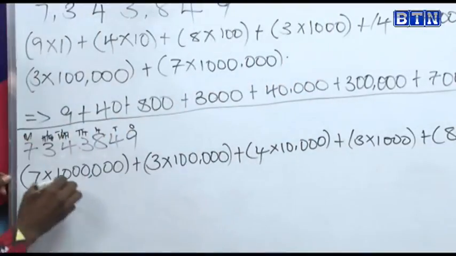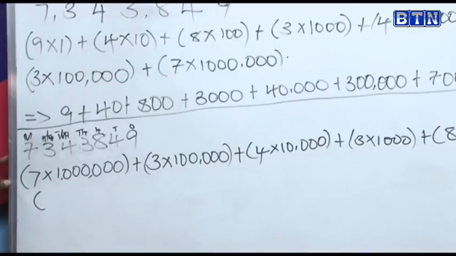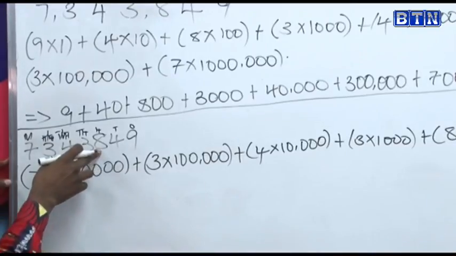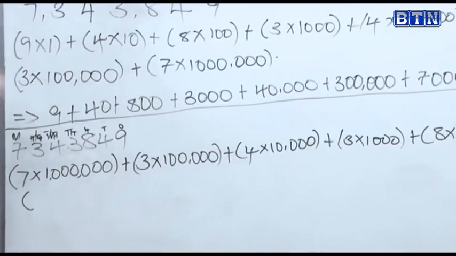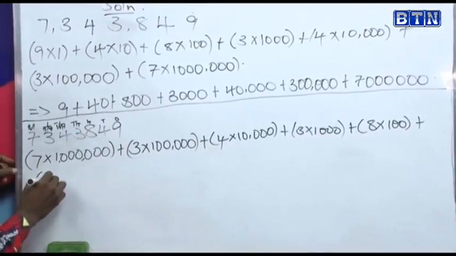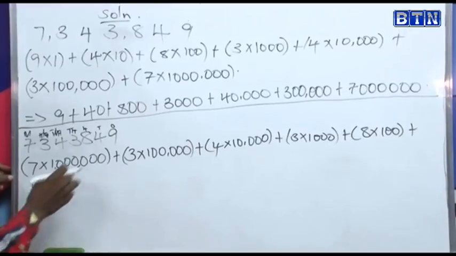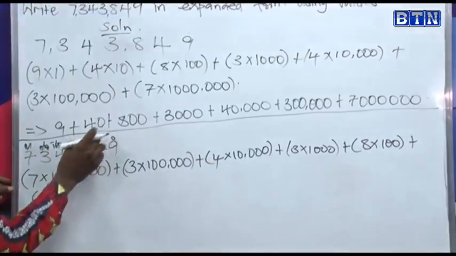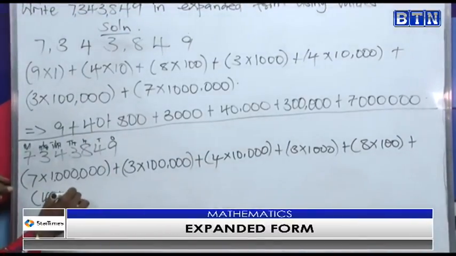Plus, I'll continue from 8 to 4. Since I'm done with the 8, I'll now come to 4. So I'll say 4 times, what is the place value of 4? It is 10. So I'll multiply it by 10.